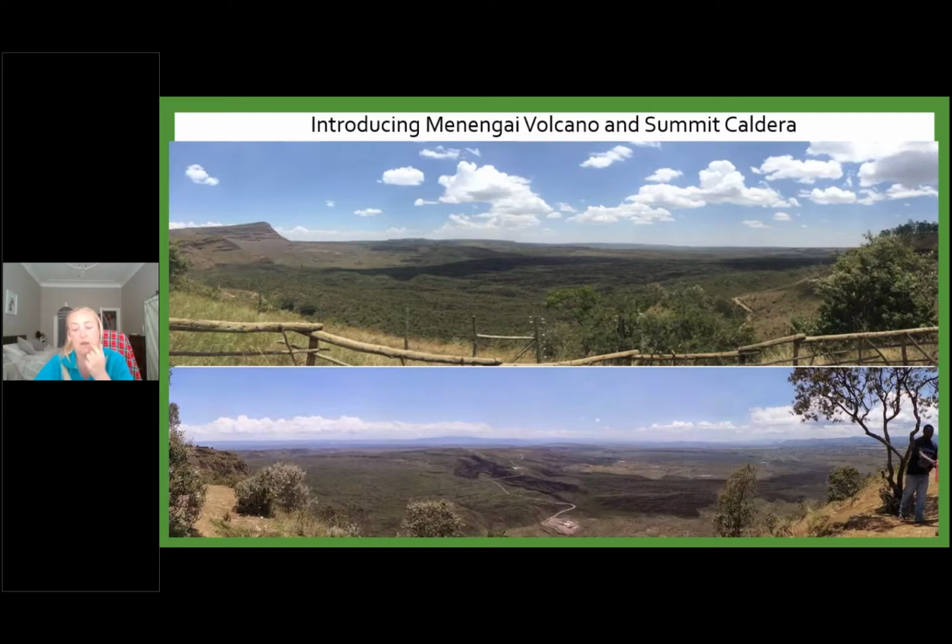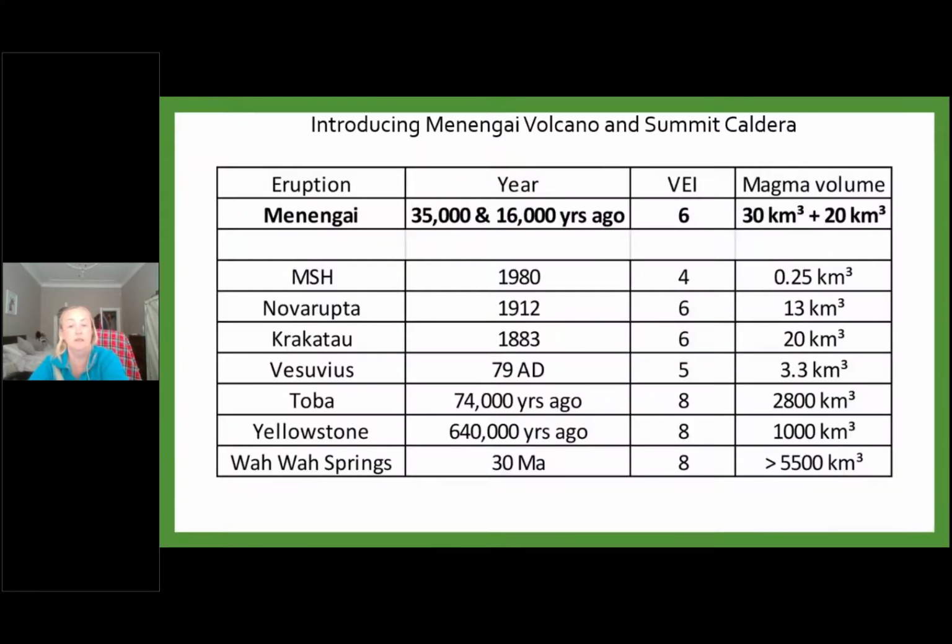There's also evidence of post-collapse phreatomagmatic eruptions associated with that lake. We can use the collapsed caldera slopes to calculate where the caldera rim is. But before I go on to that, just to bring it into context, Menengai is believed to have had a volcanic explosivity index of 6, and that's the volume that was ejected. Just to put it into context, you've got data there for Mount St. Helens, Novarupta, the 1883 Krakatoa eruption, Vesuvius, Toba, Yellowstone, and Wawa Springs as well.